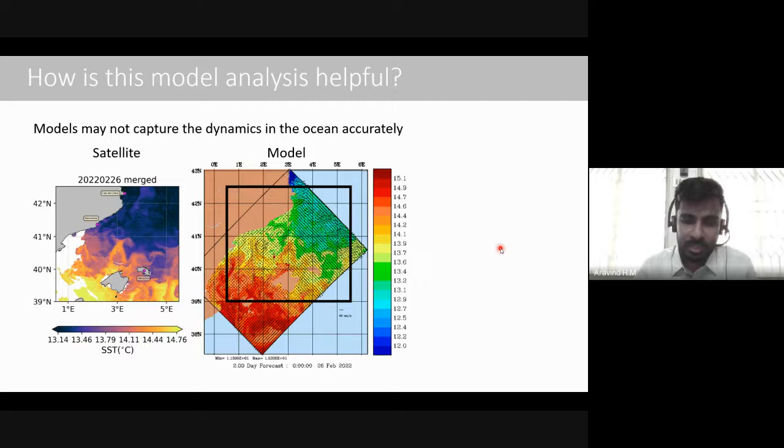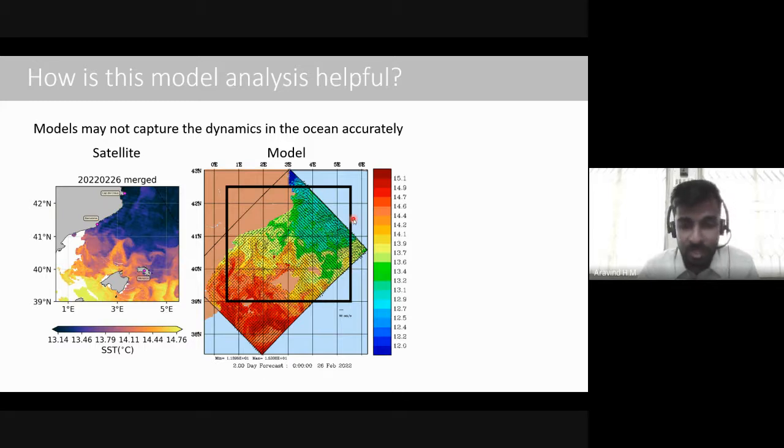Now, the question is, how is this model analysis helpful? Because models need not always capture the dynamics in the ocean accurately. Now, I've also shown you some images here. The image on the left, for instance, shows you the sea surface temperature from a satellite. And on the right hand side, I have the sea surface temperature for the same time instant given by the operational model of the Western Mediterranean. And the domain you see on the left is marked in black on the right hand side as well.